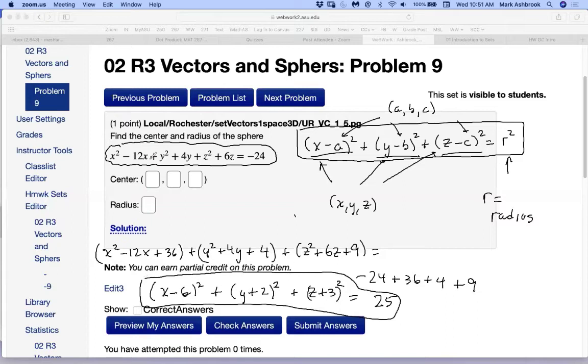So you need to complete the square on any terms that you need to get this form of our sphere. Any questions on that?